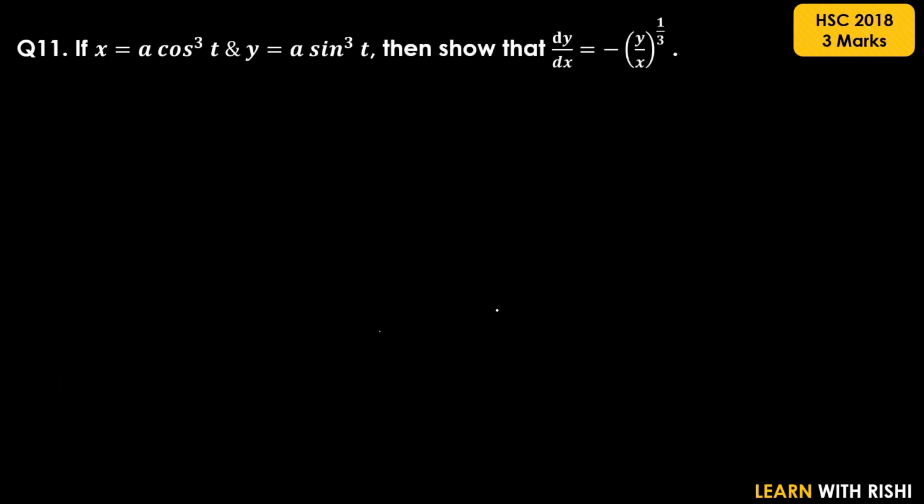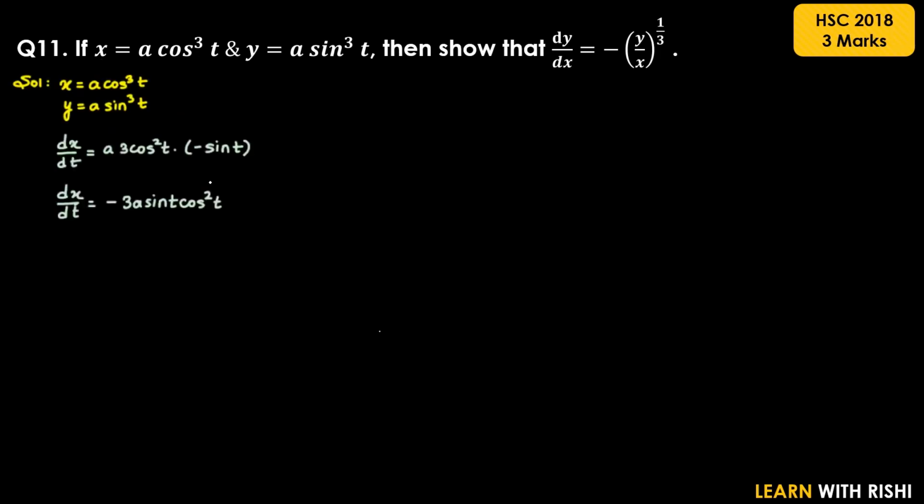Question number 11. If x is equal to a cos cube t and y is equal to a sin cube t, prove that dy by dx is equal to minus y by x the whole raised to 1 by 3. So same, this is also a parametric function. x is a function of t, y is a function of t, and we have to solve for dy by dx. So first we will find dx by dt.